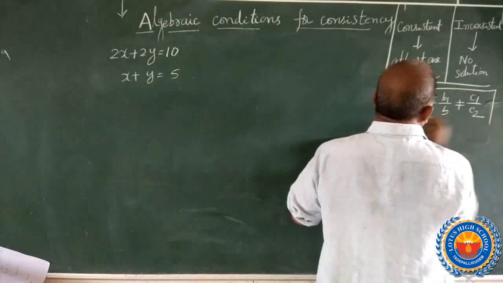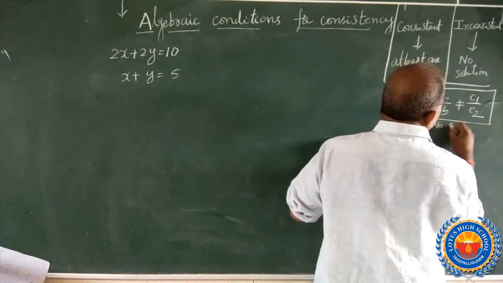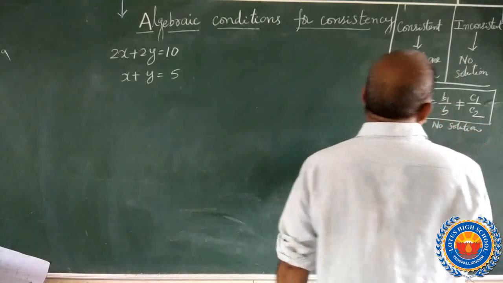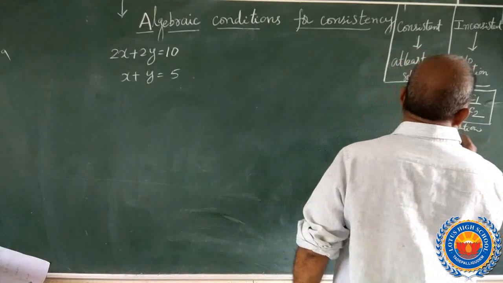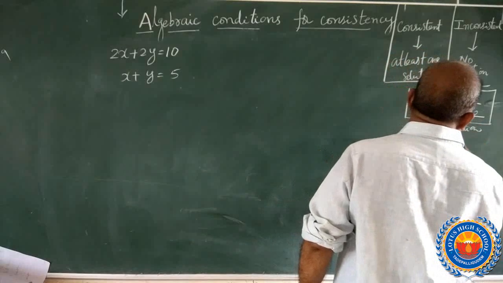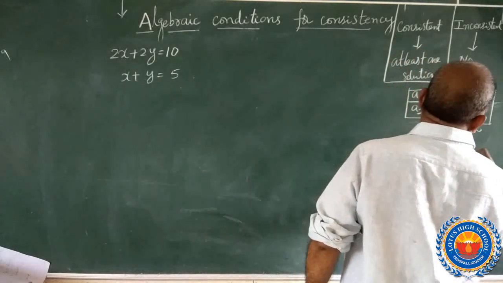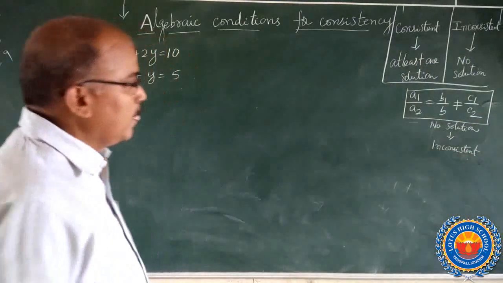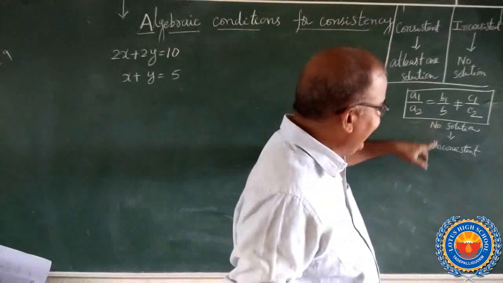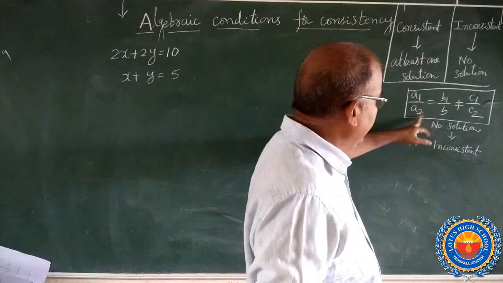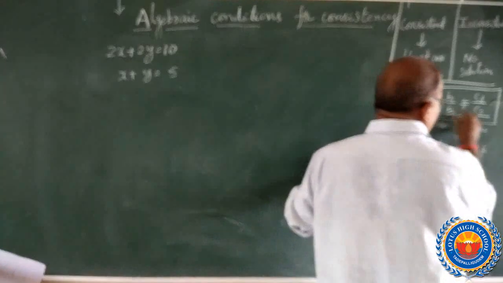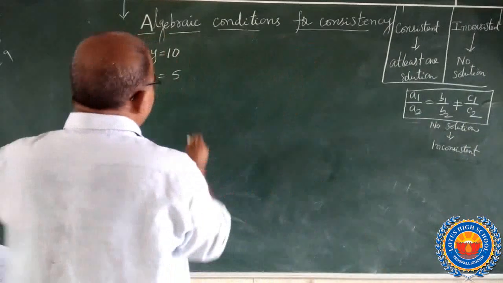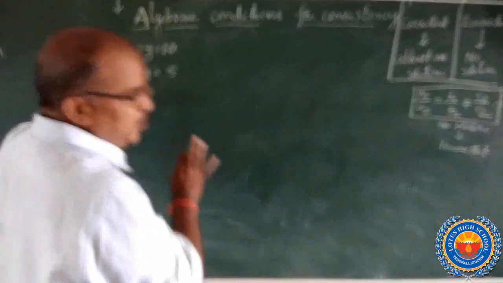No solution, inconsistent. So here no solution, inconsistent, when A1 by A2 is equal to B1 by B2 is not equal to C1 by C2. Now I'll take one more example.